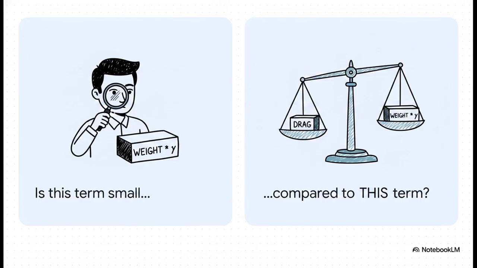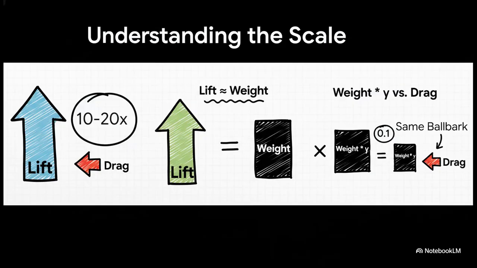The question is never, is this term small? The right question is always, is this term small compared to what? In our equation, we can't just look at weight times gamma in a vacuum. We have to compare it to the other thing it's being added to, drag. Okay, let's break this down.